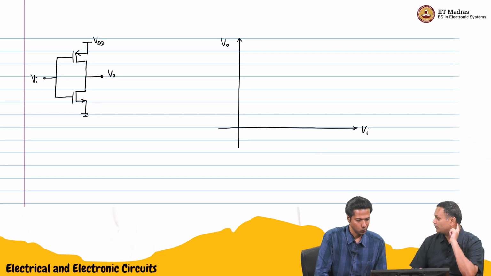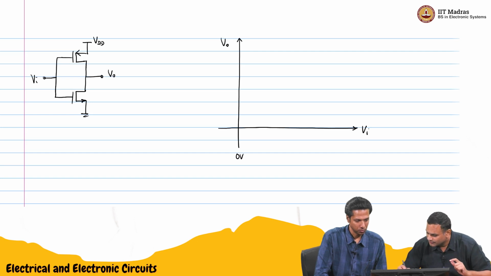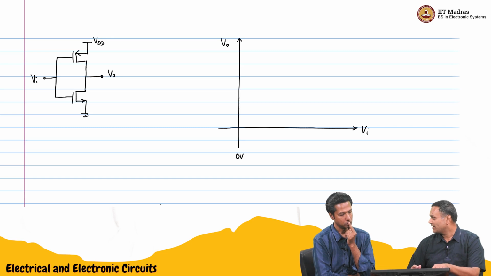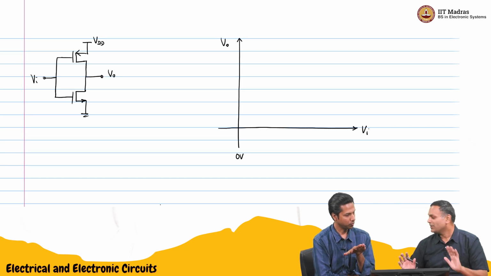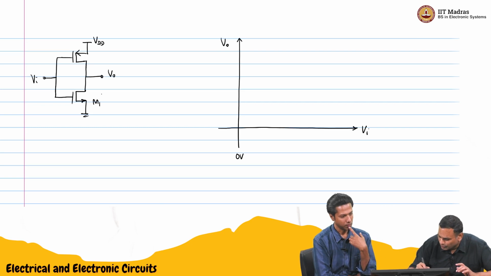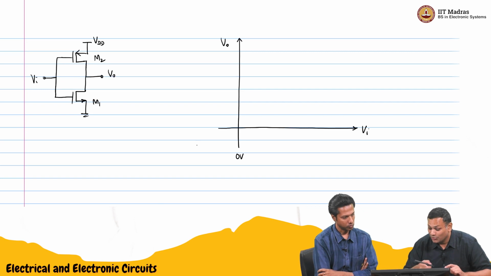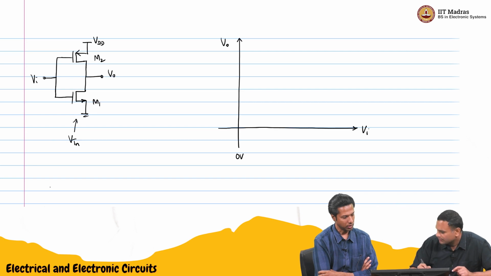We'll start from Vi equal to 0. We already said that nothing should happen till Vt. It will be off. So we'll call this M1 and M2. Till Vi hits the threshold. Now we need to call this Vtn, the threshold voltage. And we'll call this Vtp.